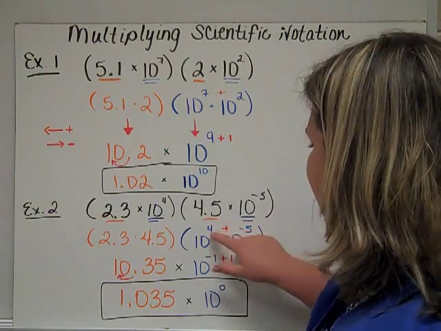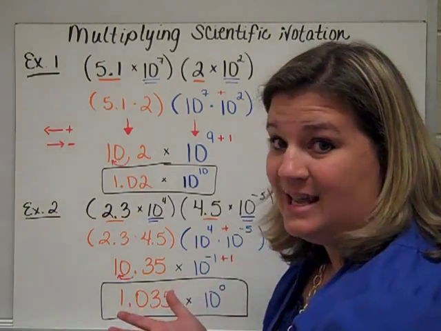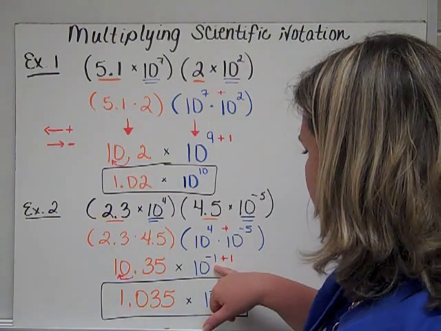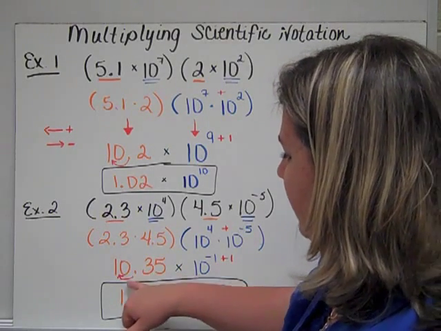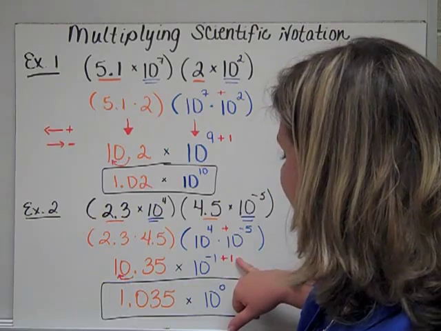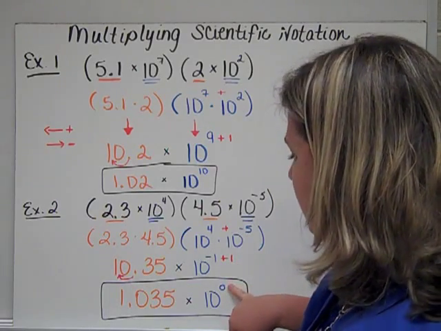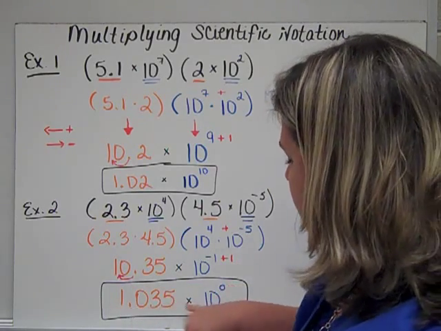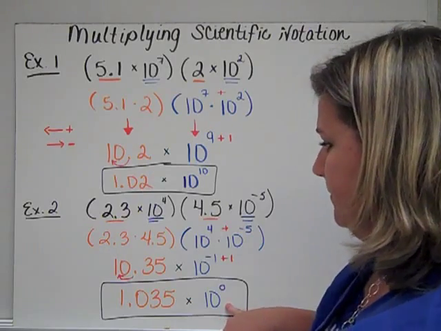And then I know I'm adding, but again, integers, I see a negative 5. So that gives me a negative 1. And then since I have to move it to the left one, that means I'm adding 1 here, which gives me a 0 exponent. And yes, this is in correct scientific form. Okay?